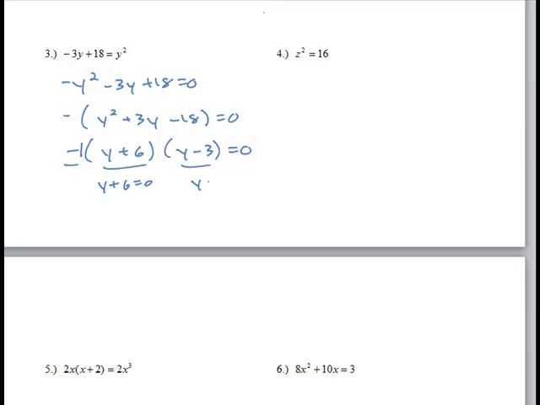y plus 6 equals 0, y minus 3 equals 0, and solve. The first solution, subtract 6 from both sides, gives us negative 6. Add 3 to both sides, positive 3.